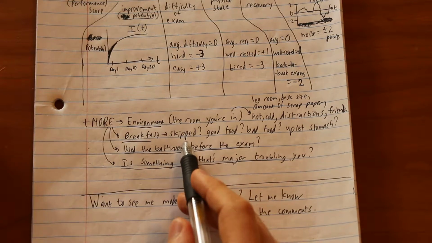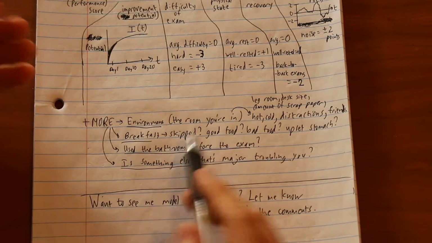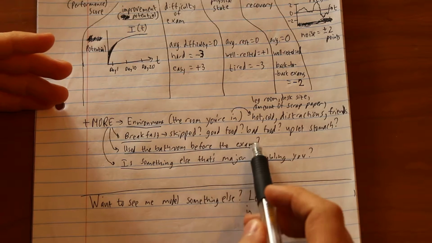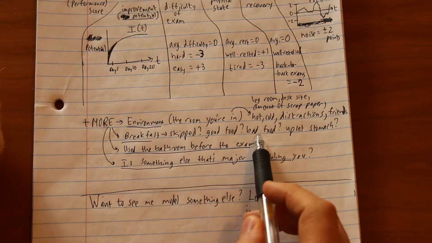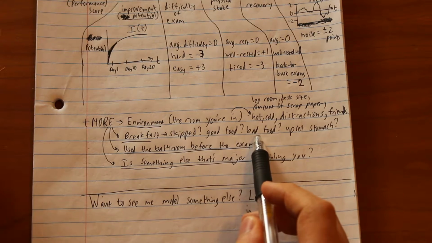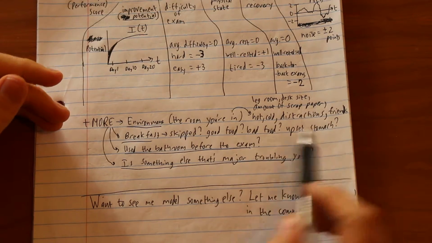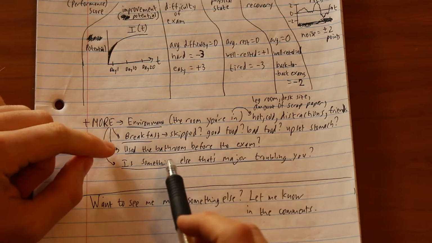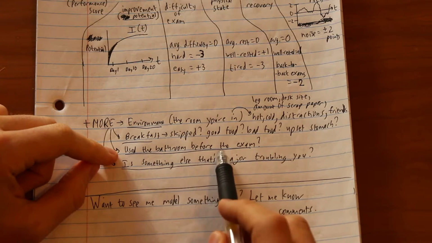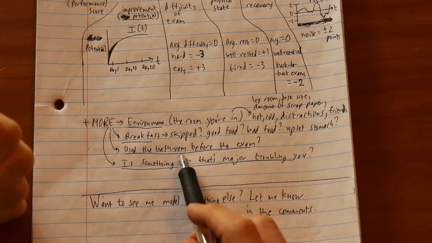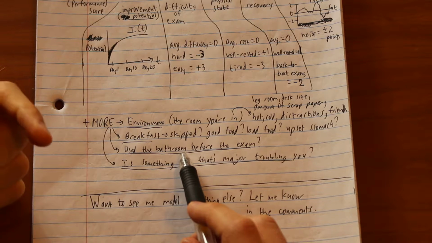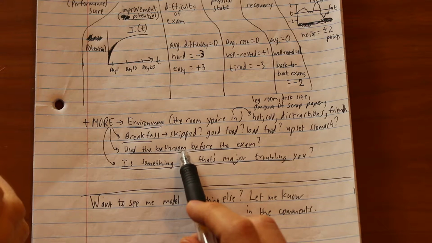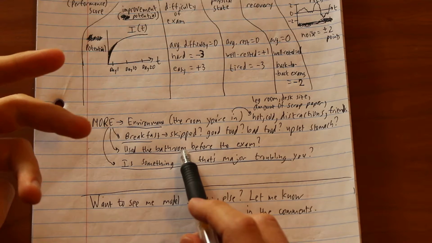Breakfast. Did you skip breakfast? Do you normally eat breakfast? Did you eat good food? Did you eat bad food? Did you suddenly decide to eat some food you've never eaten before? Do you have an upset stomach? These sound silly, but these can radically affect your score. So, did you use the bathroom before the exam? If not, it may make you feel worse. It can distract you. It can make you lose time because maybe you're thinking about it or you have to actually excuse yourself and go to the bathroom.